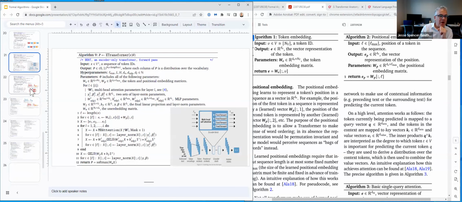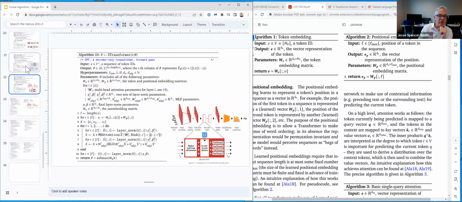Let's go to, I'm going to pop back and forth between these two. This is the encoder transformer. This is the decoder transformer. Do you notice something about these two algorithms? How much is changing between them?